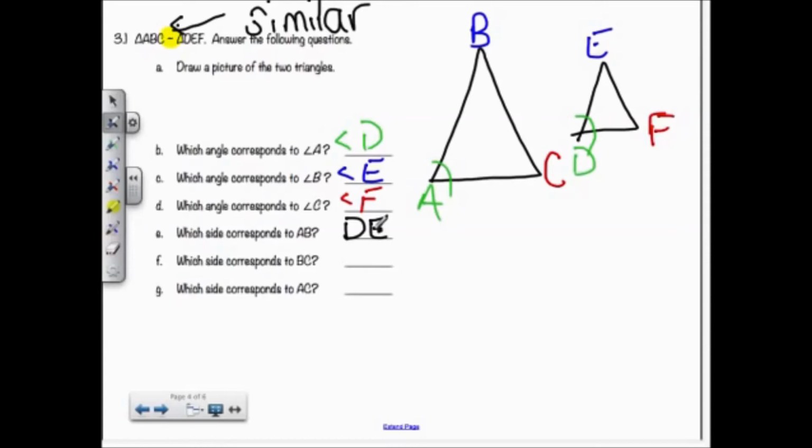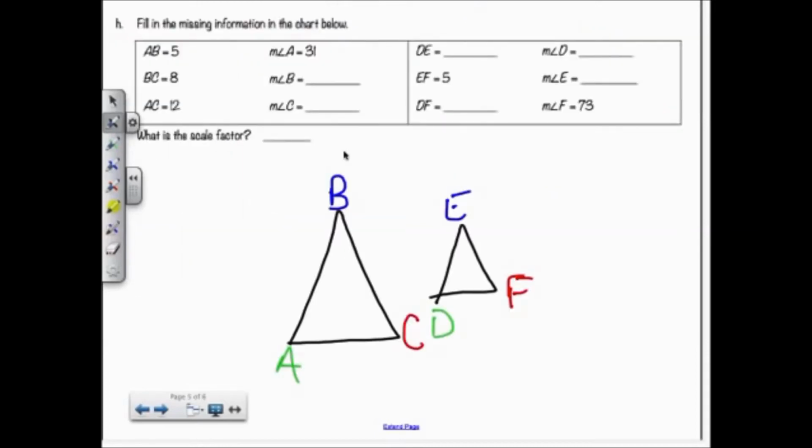Okay, in question F, it says which side corresponds to BC. So here is BC, this side is BC, which is the same thing as EF. So I'm going to say that my answer to this is EF. And then what side corresponds to AC? This right here is AC, so I'm going to say that the side that corresponds to it is DF. All right, so let's go ahead and look at question H.